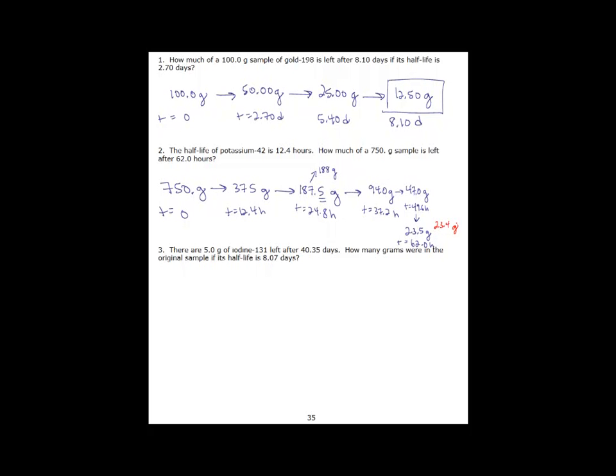Now, in number 3, this was a different problem than you've been asked before. There are 5 grams of iodine-131 left after 40.35 days. How many grams were in the original sample if the half-life is 8.07 days? So just to start off, I don't care about what isotope it is. They tell me that there are 5 grams left at the end, so at time equals 40.35 days. And I need to figure out what the original was.